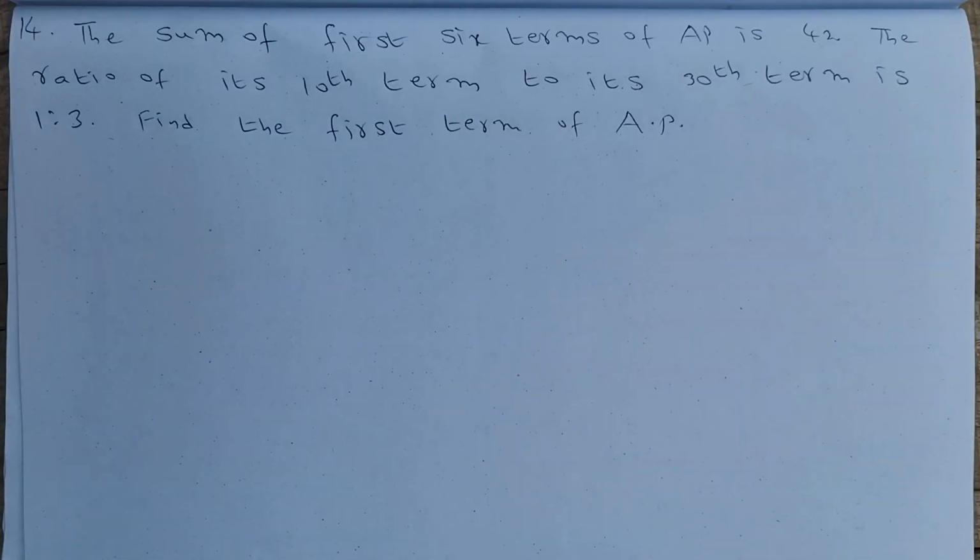Question number 14. The sum of first 6 terms of an AP is 42. The ratio of its 10th term to its 30th term is 1:3. Then find the first term of AP.